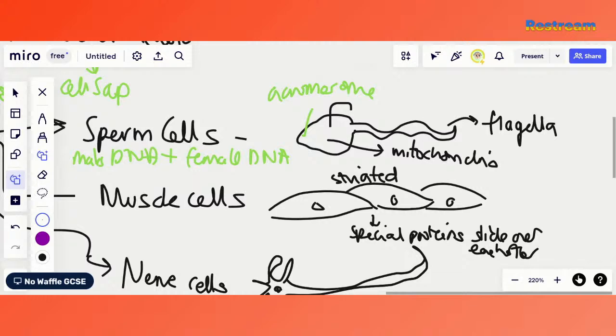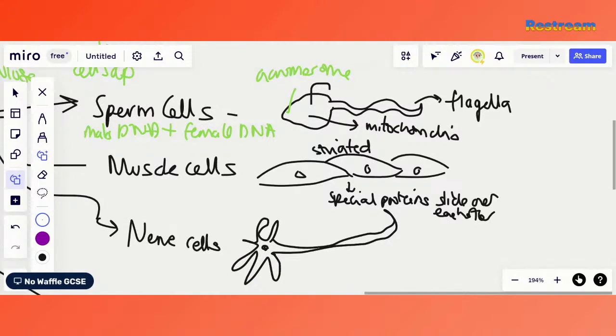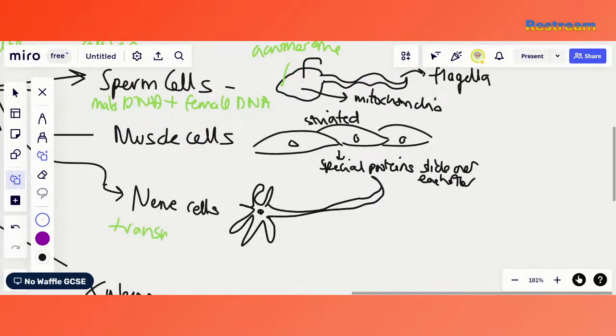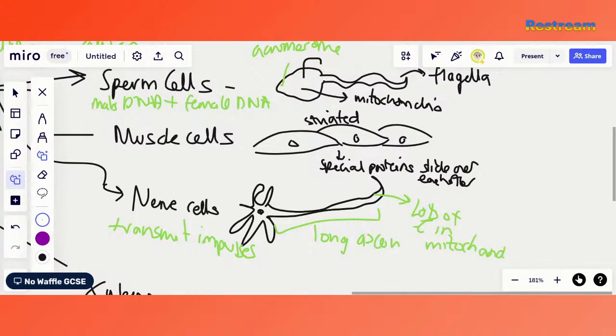Then we have the nerve cells. The nerve cells transmit electrical impulses, and there's a long axon, and the axon is what we call this body here. This is a long axon, which means that the impulses can be carried long distances. It has a lot of extensions from the cell body. The nerve endings have many mitochondria. So again, lots of energy in the mitochondria. So if you didn't get any of those, make sure you write that in a different color so you remember.